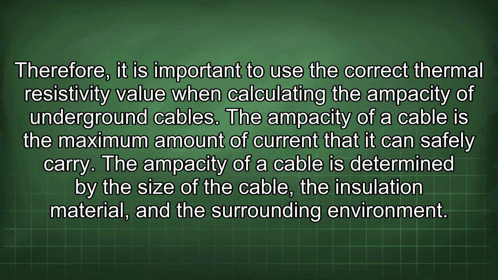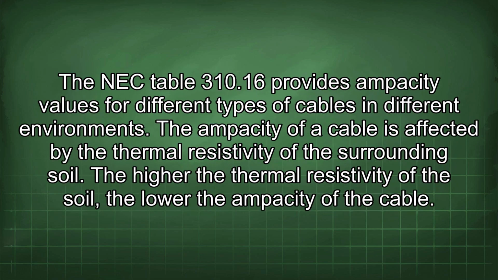The ampacity of a cable is the maximum amount of current that it can safely carry. The ampacity of a cable is determined by the size of the cable, the insulation material, and the surrounding environment. The NEC Table 310.16 provides ampacity values for different types of cables in different environments. The ampacity of a cable is affected by the thermal resistivity of the surrounding soil. The higher the thermal resistivity of the soil, the lower the ampacity of the cable.